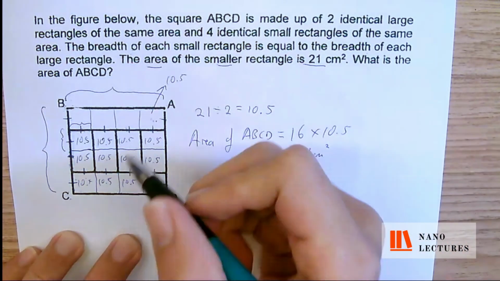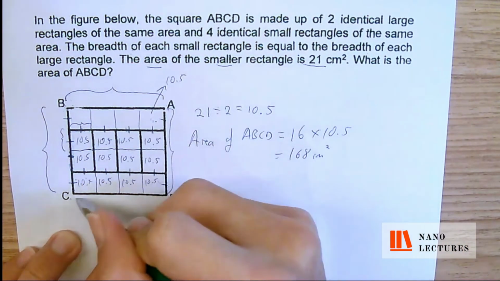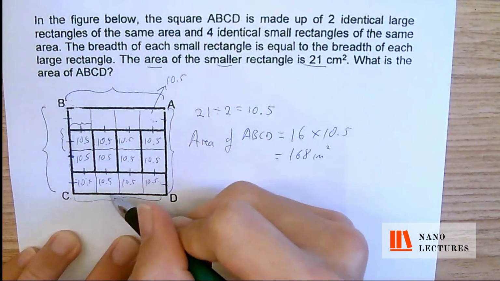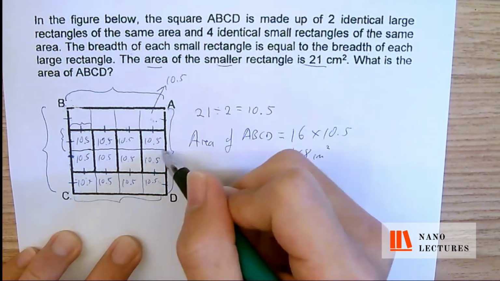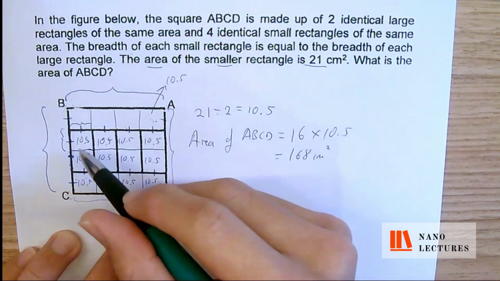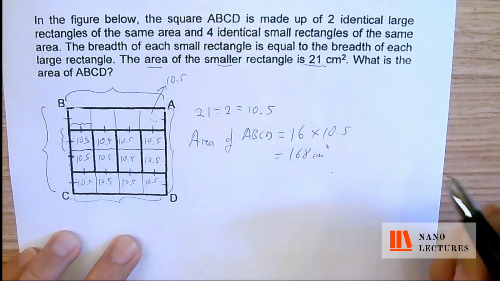So is there really a need for you to find the length of this, then to find the length of this, and then multiply them together? No, there's actually no need. Just cut them into smaller portions and just add them all up together. In this way, you'll be able to get the answer.